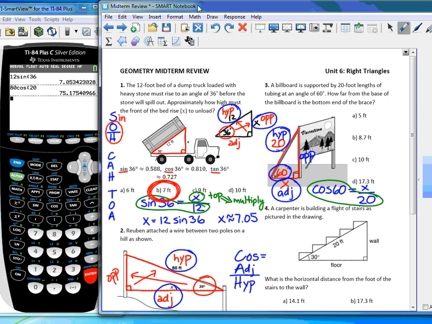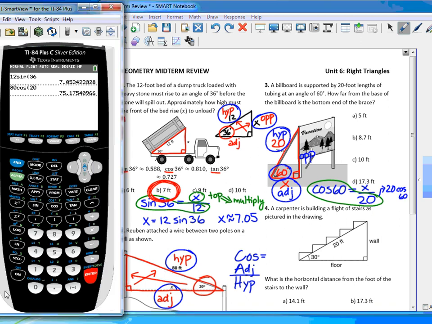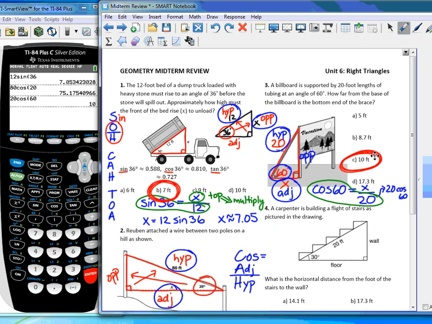So I don't know where to write this. I'm running out of room. So I need 20 cosine 60. Okay, let's go over to my calculator. 20 cosine 60. Wow, I get 10. Well, that is very exact. And there it is, sitting right there. And that does make sense for the problem. So the answer choice is C.